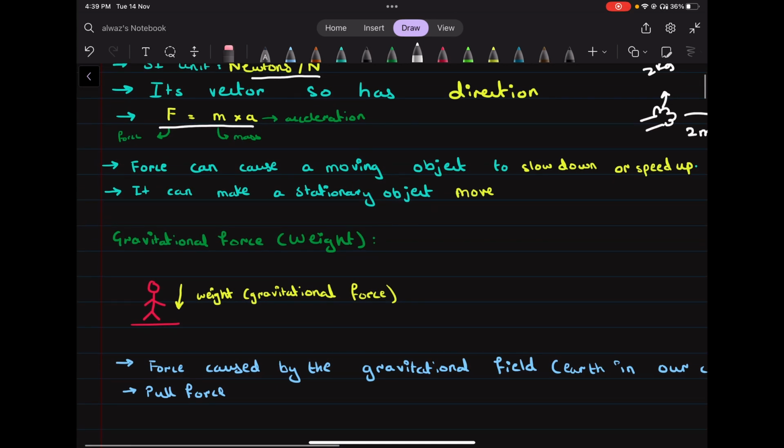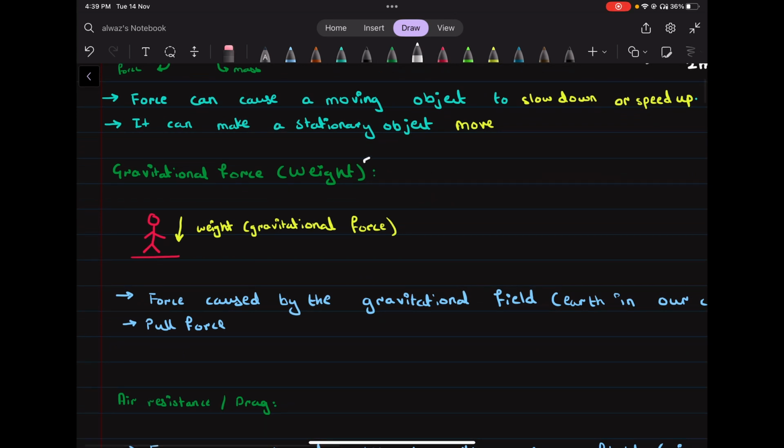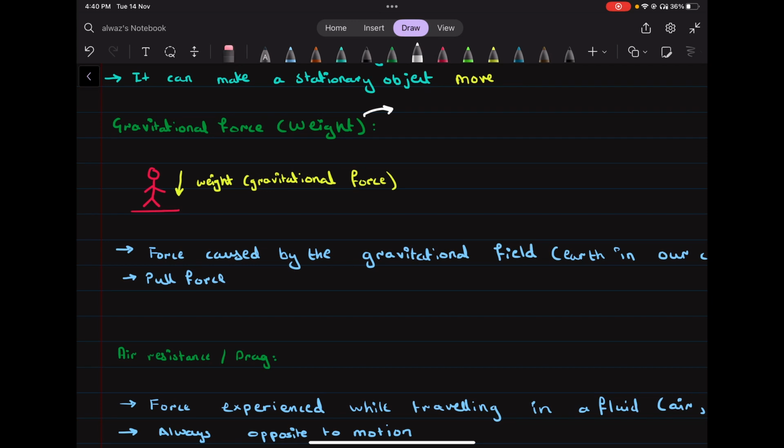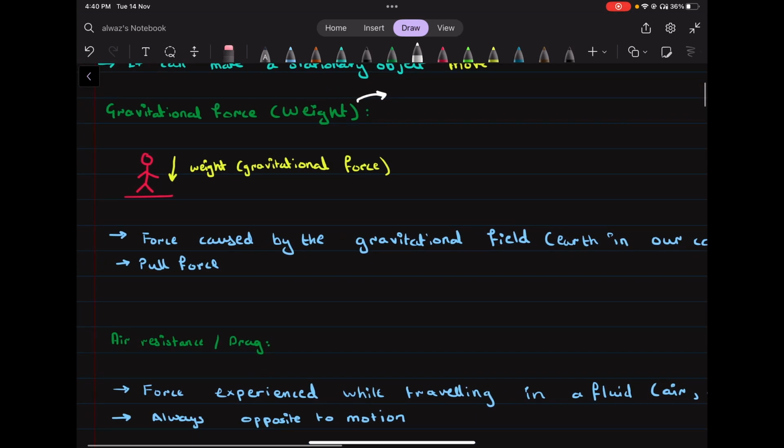Let's talk about gravitational force, which we call weight in our slang. Gravitational force is a force which acts upon all the objects on a planetary body, in our case, Earth. So everyone on Earth experiences gravitational force. The force caused by the gravitational field of the Earth is the gravitational force, and it is a pull force. Now, why do I say that?